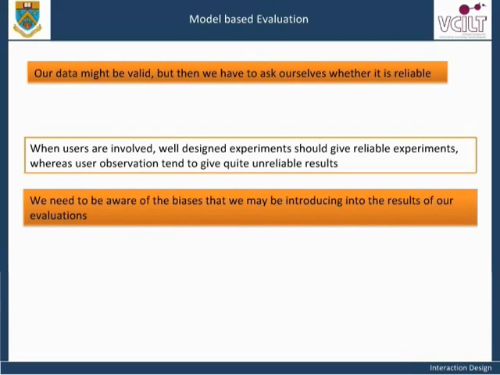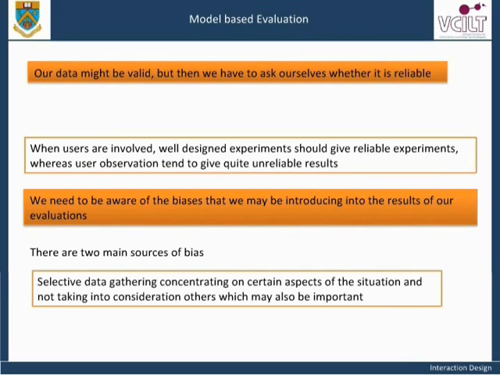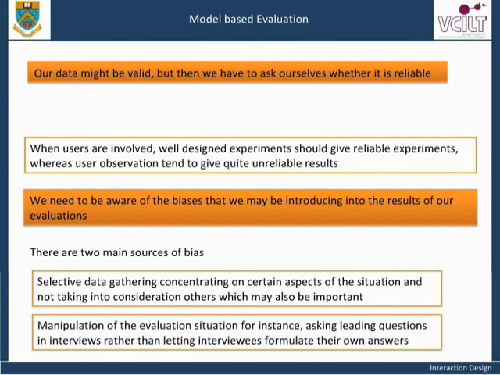Finally, we need to be aware of the biases that we may be introducing into the results of our evaluations. Please identify two main sources of bias: selective data gathering, concentrating on certain aspects of the situation and not taking into consideration others, which may also be important; and manipulation of the evaluation situation, for instance, asking leading questions in interviews rather than letting interviewees formulate their own answers.